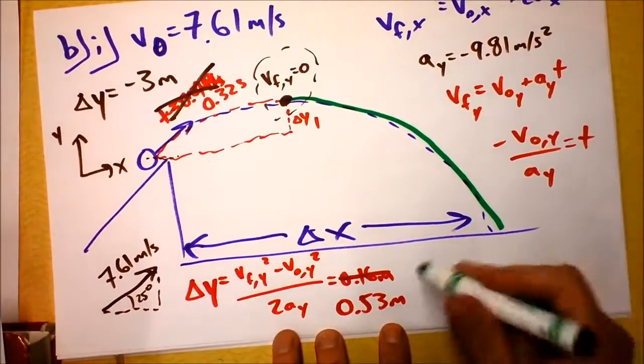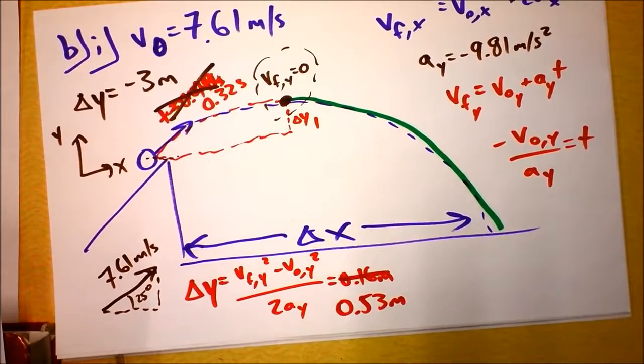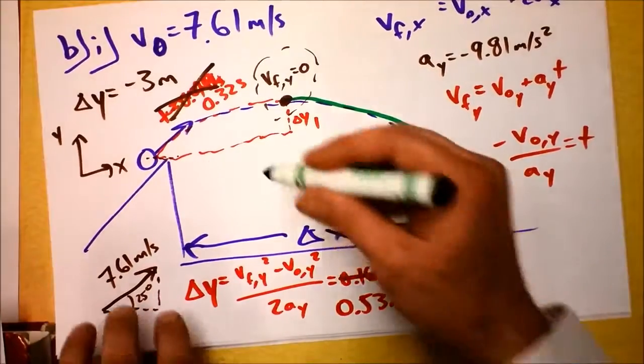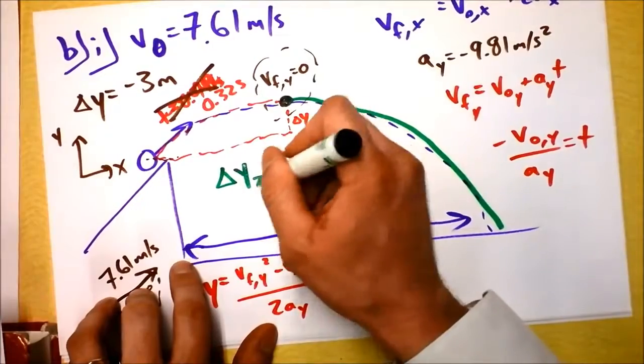So, where are we going right now? What's this next step? What are we doing? Now we have delta y. We have delta y total. So from this point on, I'm going to call this delta y2.